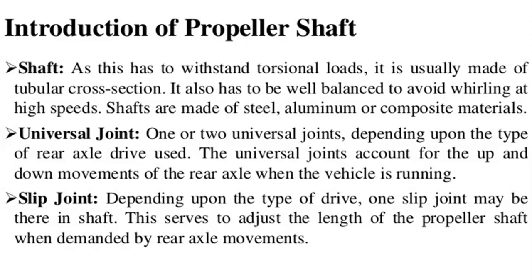It is usually made of tubular cross section. So the propeller shaft is made of tubular cross section. Why? Because the propeller shaft is connected to the engine connecting rod. The engine connecting rod has a tubular, cylindrical shape. That's why the propeller shaft is also designed with a tubular cross section.